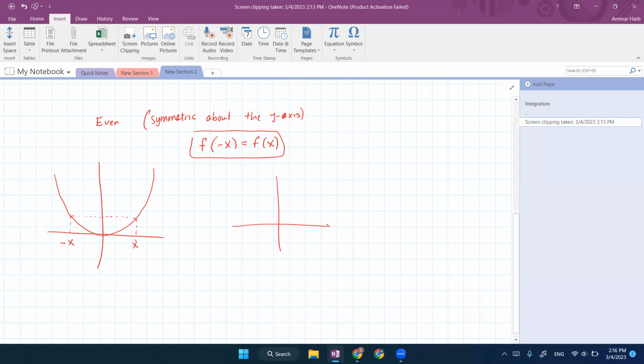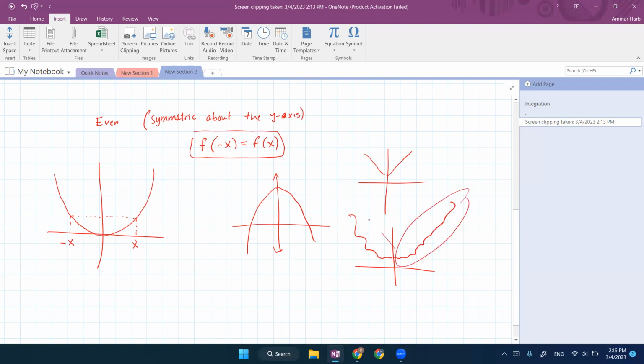Another example, maybe this function also is symmetric about the y-axis. Look at the y-axis, it looks like a mirror. Maybe this function, the v-shaped function, maybe a function like this. If we have exactly the same image here, so that's an even function. Maybe I didn't graph it well here. So that's the even function. So basically, you need to know this algebraic definition and this geometric definition.